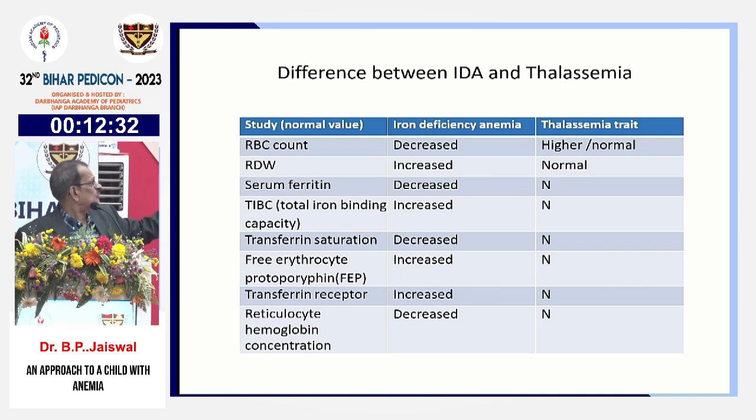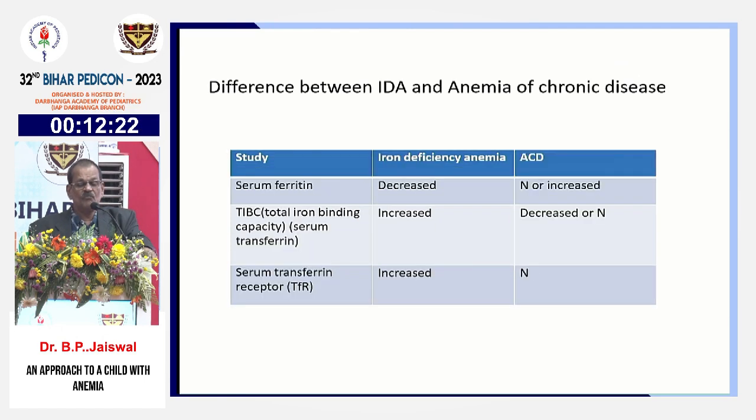You will have to know RBC count, RDW, serum ferritin, TIBC. हम लोग अपने डे टू डे प्रैक्टिस में कराते ही हैं जांच, तो इन चीज़ों को आपको देखना होगा. Now difference between IDA and anemia of chronic disease, इसको देख लीजिए, छोटा है.